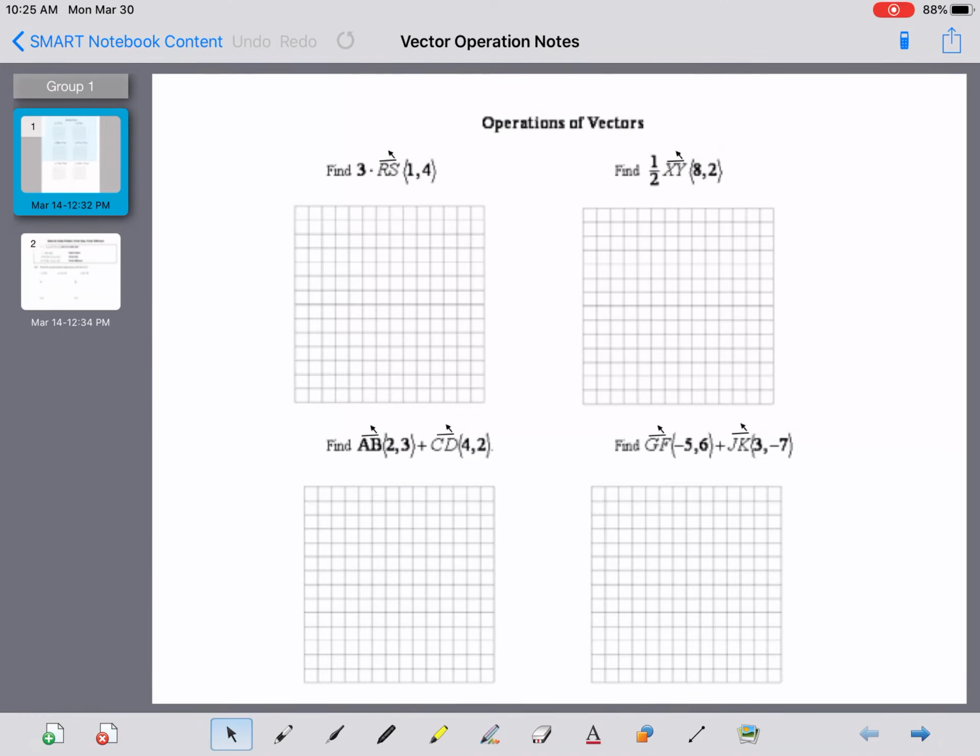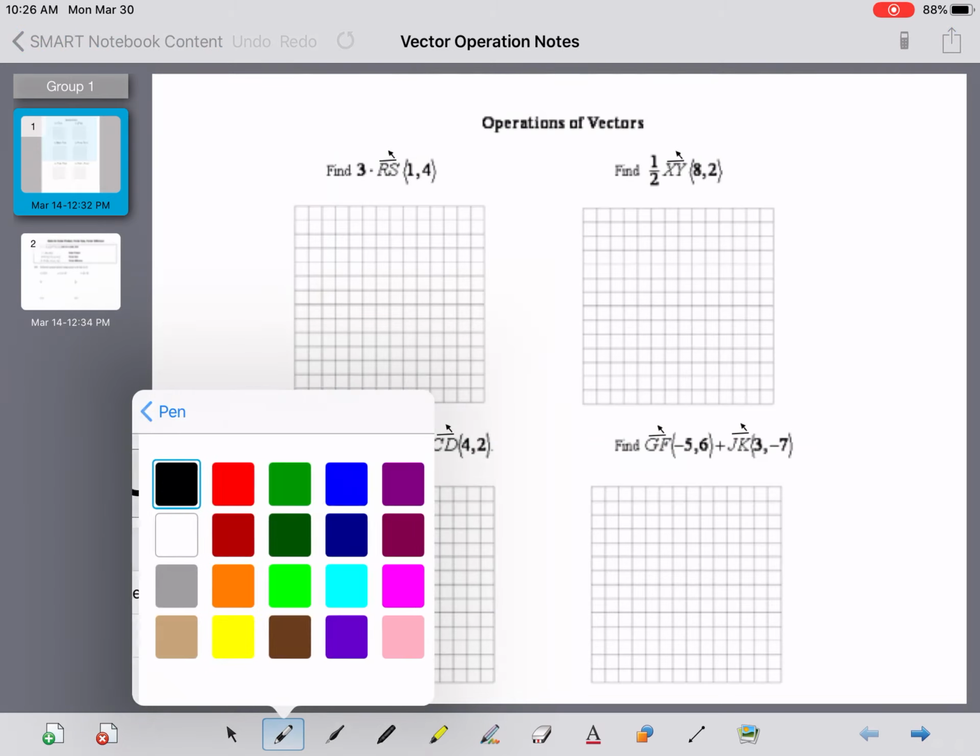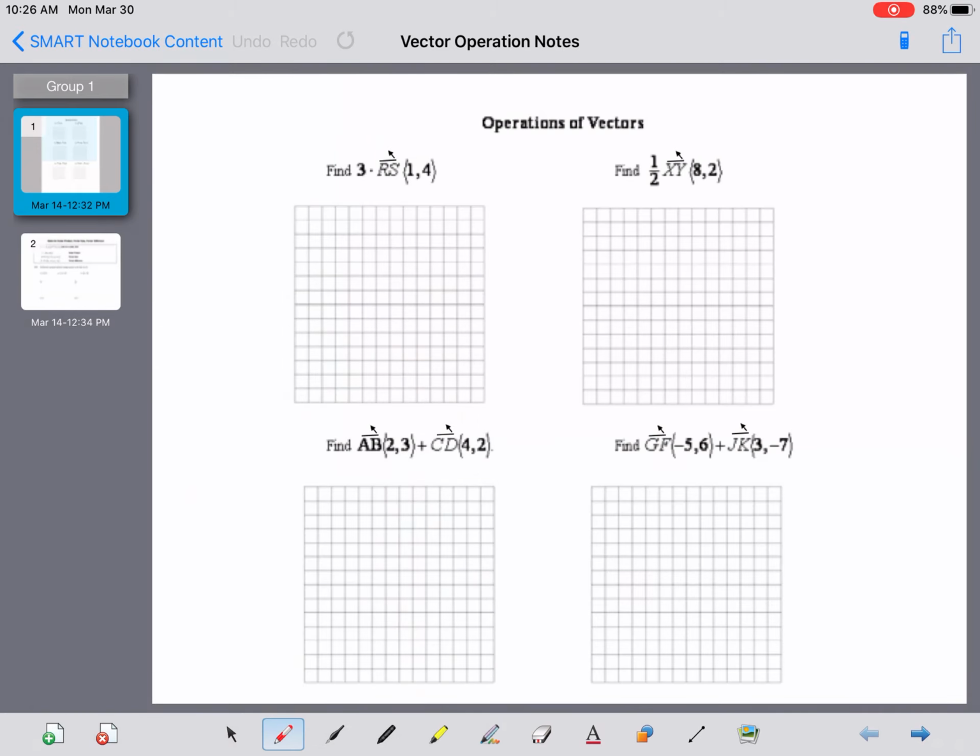Welcome back, geometry students. Today we are going to do some operations of vectors. A couple things I want to remind you of from our last set of notes: when you see a vector, it has what we call the initial point, and then the arrow is the terminal point. So the initial point's here, the terminal point's here.